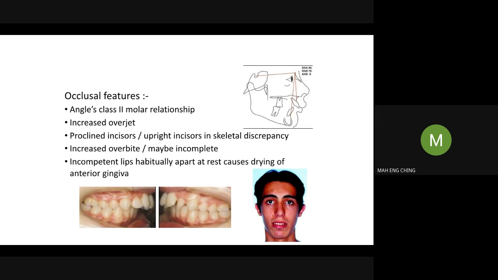Then usually, because the upper incisor is proclined, the patient has incompetent lips, habitually apart at rest, causing drying of the anterior gingiva. Because the lip is not competent, the patient cannot close properly, and a lot of the time it causes dryness to the gingiva. So if you look at these patients, a lot of the time they have gingivitis due to the dryness from the incompetent lips.